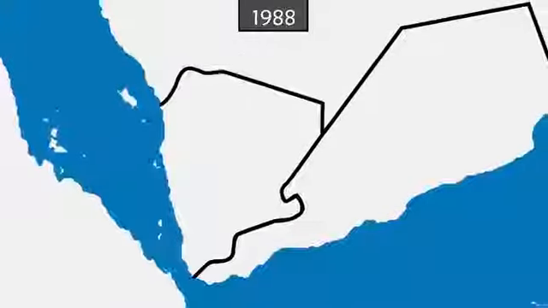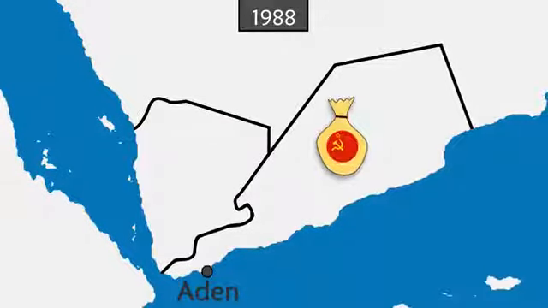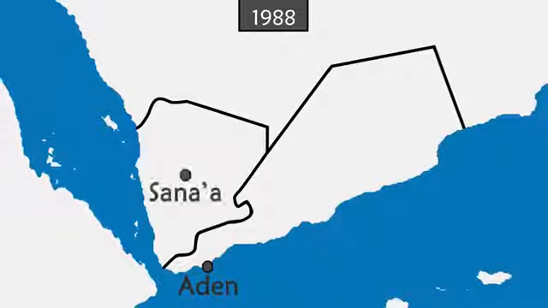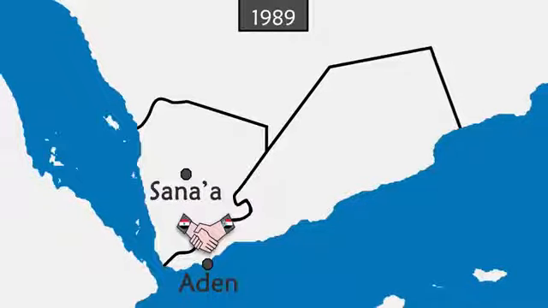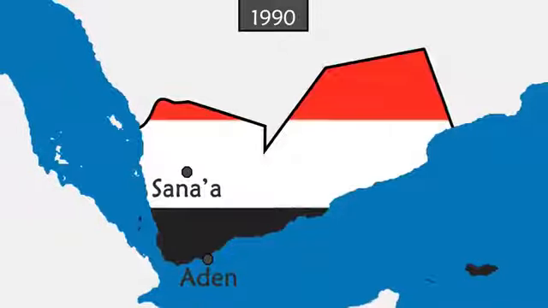As the Cold War draws to a close, the USSR is weakened, causing it to reduce financial aid to South Yemen. This pushes the country closer to its neighbor, paving the way for reunification talks. 2 years later, in 1990, the Republic of Yemen is born.